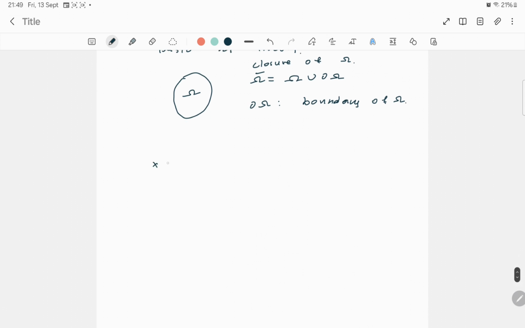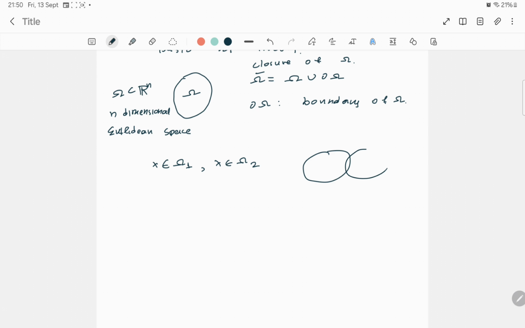Now let's say that we have the following statement: x belongs in set omega 1. Let's say omega is a subset of Rn, of the n-dimensional Euclidean space. And x also belongs to omega 2. How can we represent that? So we have two bounded sets, omega 1 and omega 2. So we shade all the areas here.